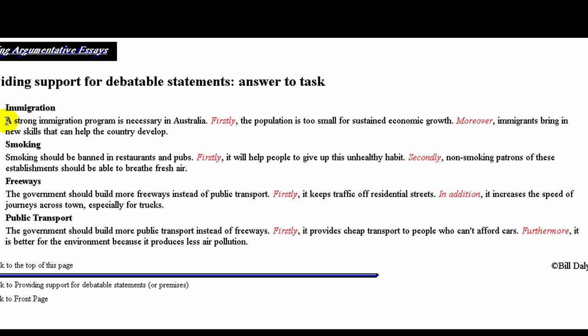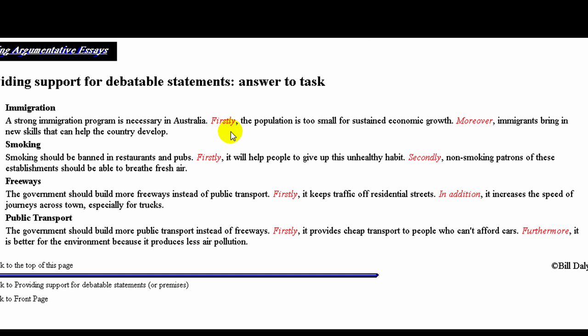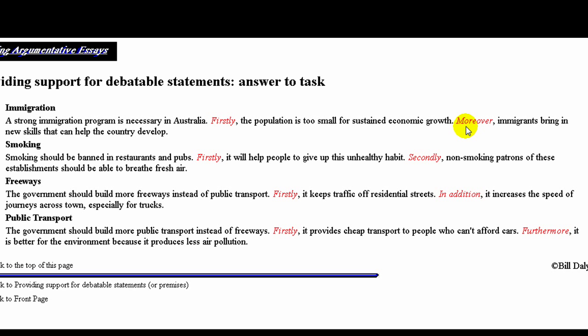As I said, we have a premise here. This is the premise. Then we have the SS1 or supporting statement 1 here, and notice supporting statement 1 here uses the connective firstly, and the second supporting statement is here, SS2, and this supporting statement uses a connective, and the connective here is moreover. Pause the tape now and look at each of the others in your own time, and when you finish doing that, we'll go on to the next part of the video.